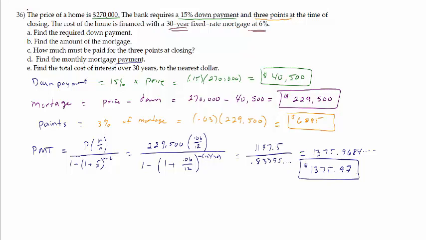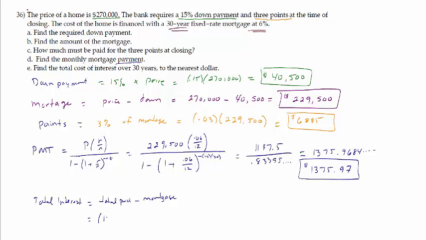Okay, one more part to go. For E, they're asking me to find the total cost of interest over the 30-year period and then round this to the nearest dollar. Okay, so how do we find that? I want to know my total interest. So total interest means I don't want to include what goes towards the principal. So what I could do is figure out the total that I paid, and then minus that the mortgage, because that wasn't interest. So how much do I pay altogether?